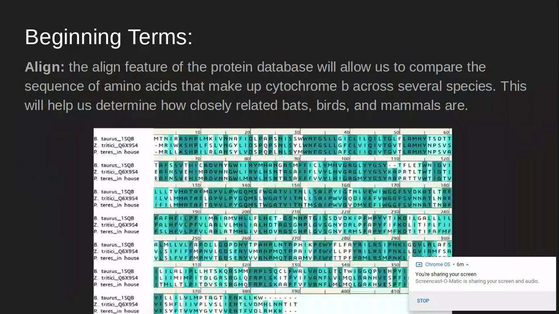There's an align feature with this database we're going to use. And when we align proteins, basically the program, the database, will look at the sequence of amino acids for both of the proteins or all the proteins involved and compare similarities and differences. So of course, if a protein structure is very similar across two species, then they're closely related. If it's not so similar across two species, then they're distantly related. But we're going to compare proteins of bats, birds, and mammals to see who's most closely related to who.